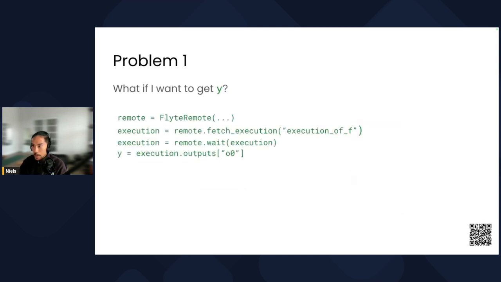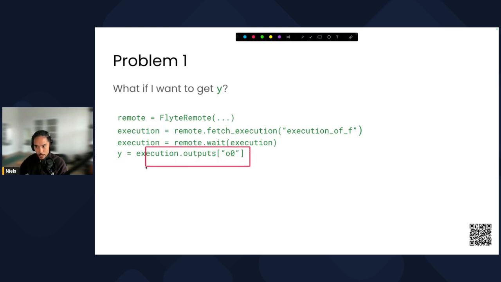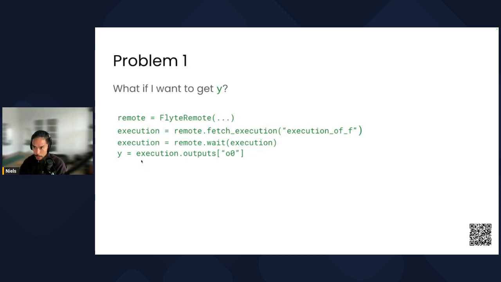Well, today in Flight, you would do something like this. You use Flight Remote to fetch the execution. So execution is sort of like this first class entity that you can fetch. And then here is Flight's bias, right? An output is like a result of an execution, which makes a lot of sense. But is there a simpler way of doing this?